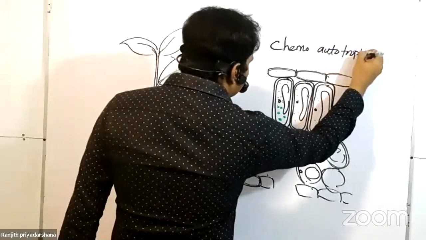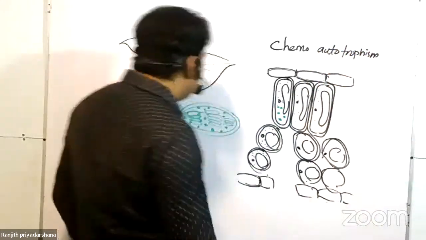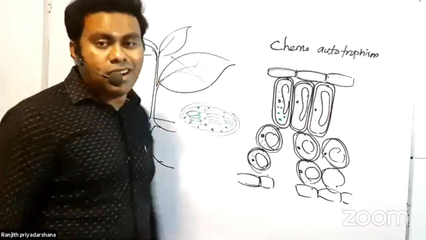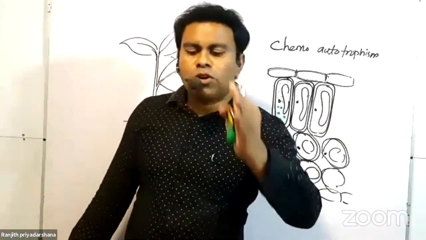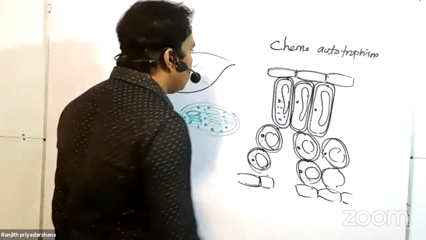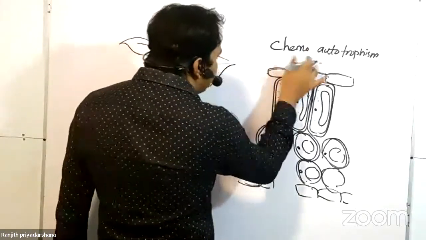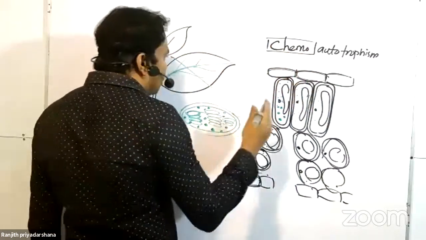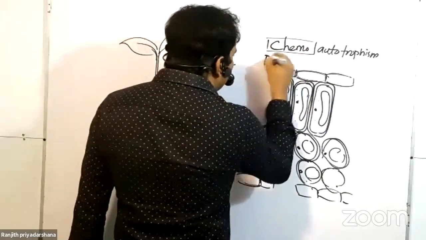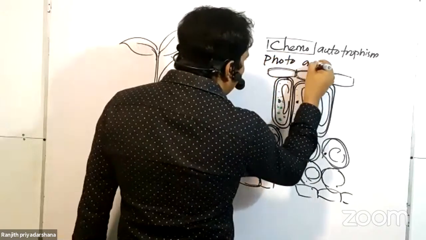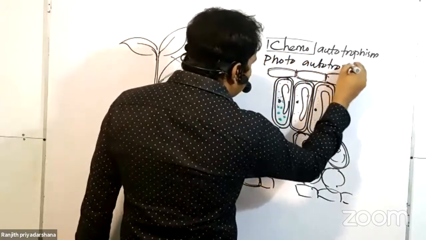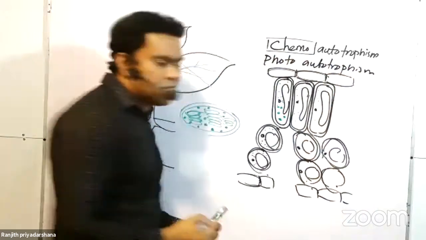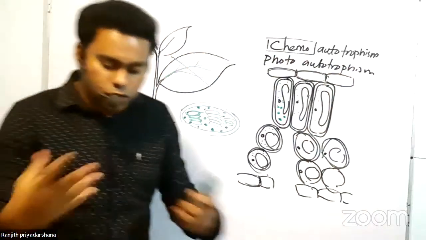Chemoautotropism. Okay, so now what we are going to study is photoautotropism, because they are using light energy instead of chemical energy. So what we are going to study today is phototropism. Okay, let's see what are the things in your tute.